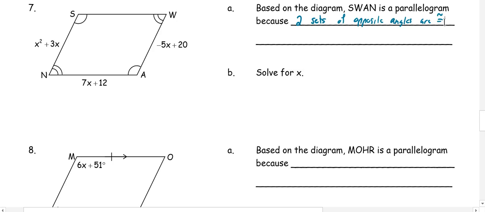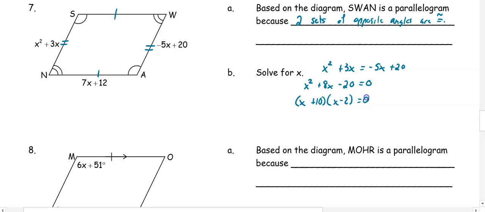Now that we know it's a parallelogram, we can use our other properties. So we know if it's a parallelogram that our opposite sides have to be congruent. So in this case, the two sides that are across from each other that would be congruent are x squared plus 3x and negative 5x plus 20. So we're going to move everything to the x squared side. X squared plus 8x minus 20 is equal to 0. We need two numbers that multiply to negative 20 and add to 8. We get x plus 10 and x minus 2 is equal to 0. Switch our signs, so x is negative 10 and x is positive 2.